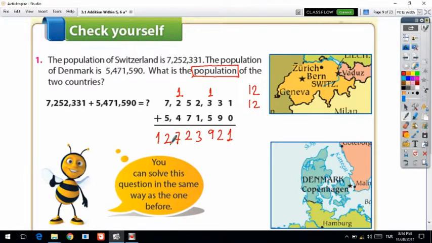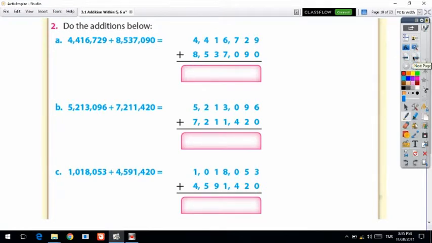Now we can separate the number from right to left. After 3 digits we put a comma. So this is the first comma, this is the second comma. So what number is that? 12,723,921. Okay, so now let's do more questions to understand that.